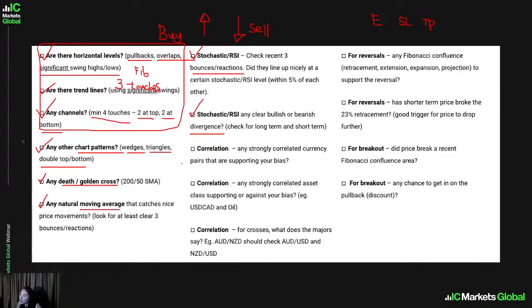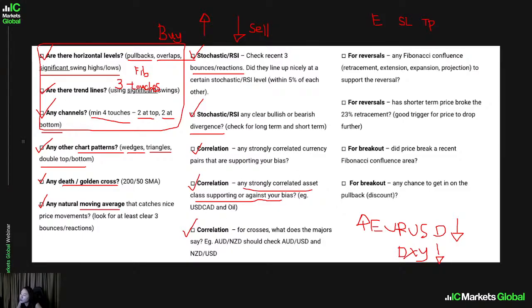Once I'm done with the indicators, I will then see if there is any form of correlation. The first example will be any strongly correlated currency pairs that are supporting your bias. An example will be EUR/USD. If I'm getting in for a buy for EUR, that means I want the euro to go up in price and the USD to be dropping in price. Similarly, that means I also want the DXY to drop in price, because DXY is basically the chart for the US dollar index.